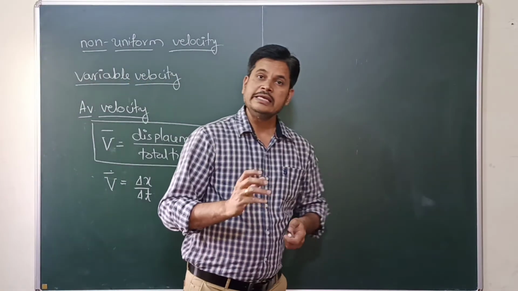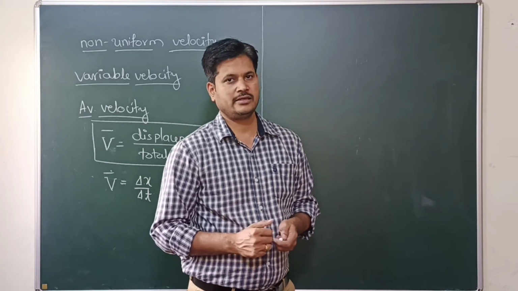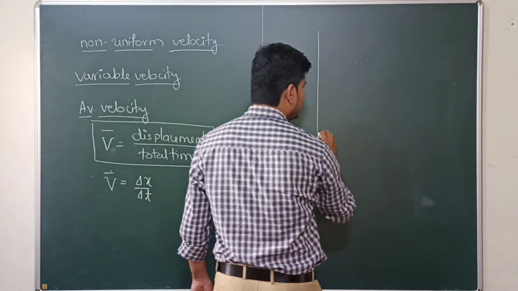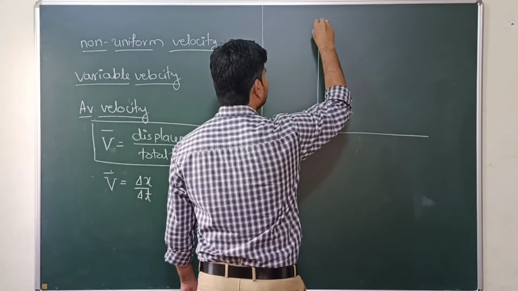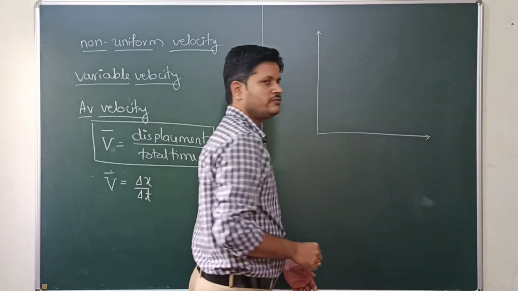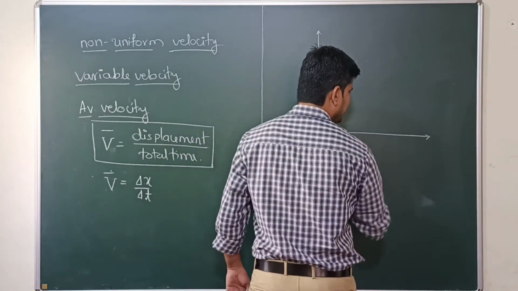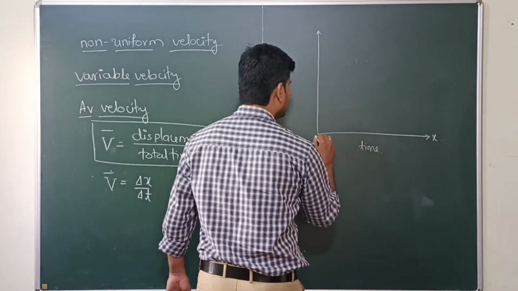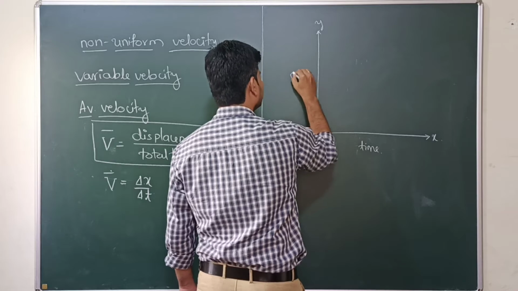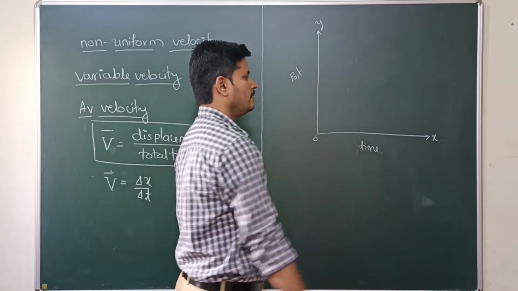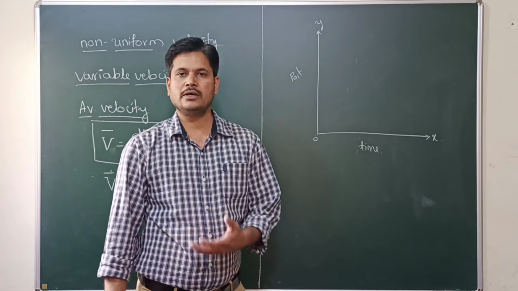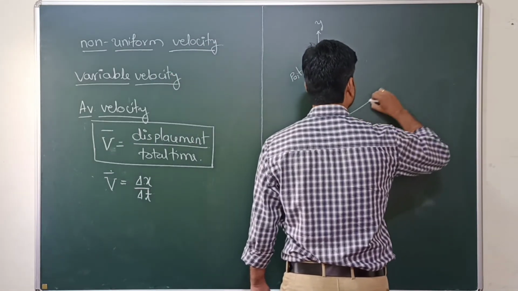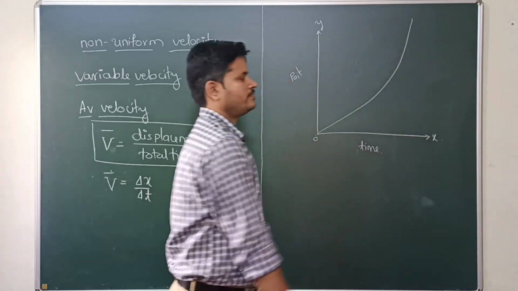Then what do you mean by instantaneous velocity? For that, let us consider a particle moving with a variable velocity. Here, along the x-axis I am choosing the time, and along the y-axis I am choosing the position. Okay, and because the particle is moving with a variable velocity, I will draw the diagram like this, right?